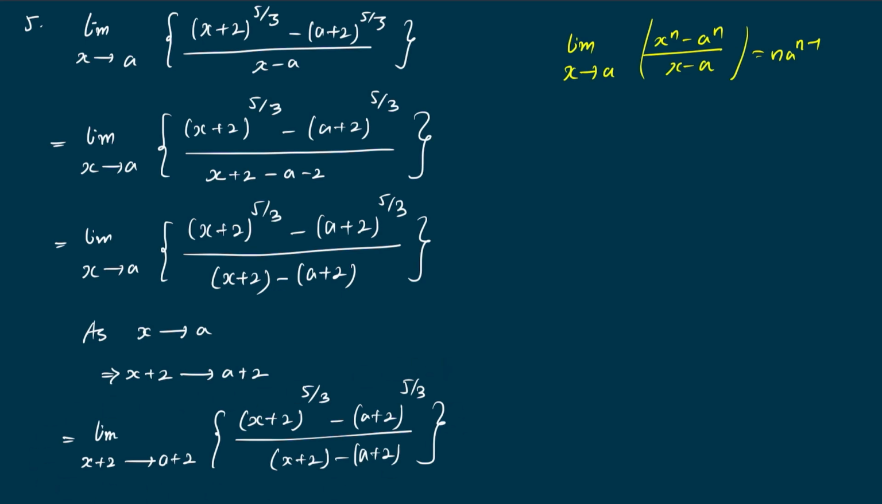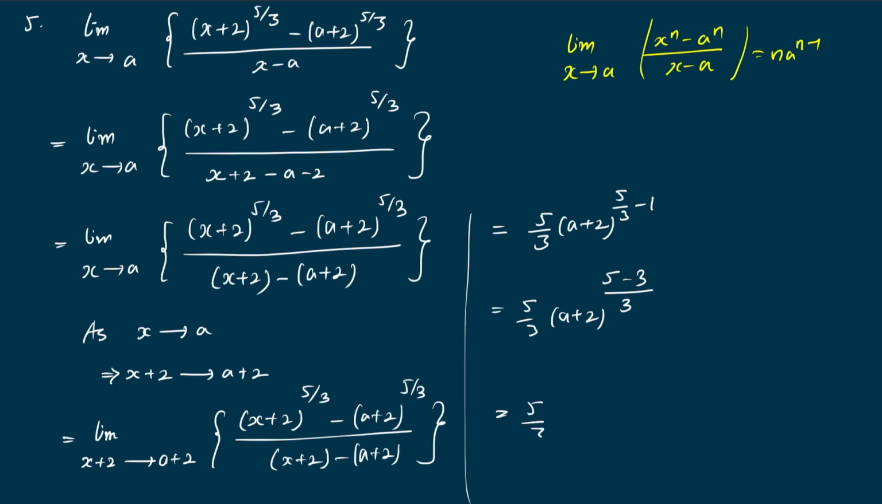According to that formula, it will be equal to n, which means 5 by 3, times a to the power n minus 1. What is a here? A is a plus 2, so (a plus 2) whole to the power n minus 1, and n minus 1 is 5 by 3 minus 1. So this will be our answer: 5 by 3 (a plus 2). Now 5 by 3 minus 1, if you solve, the LCM will be 3, and in the numerator it will be 5 minus 3, so it will be 5 by 3 (a plus 2) whole to the power 2 by 3. So this is your final answer.